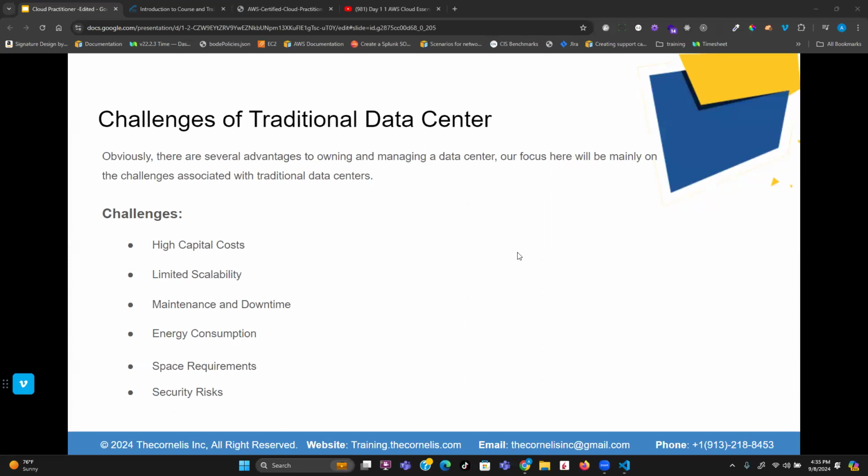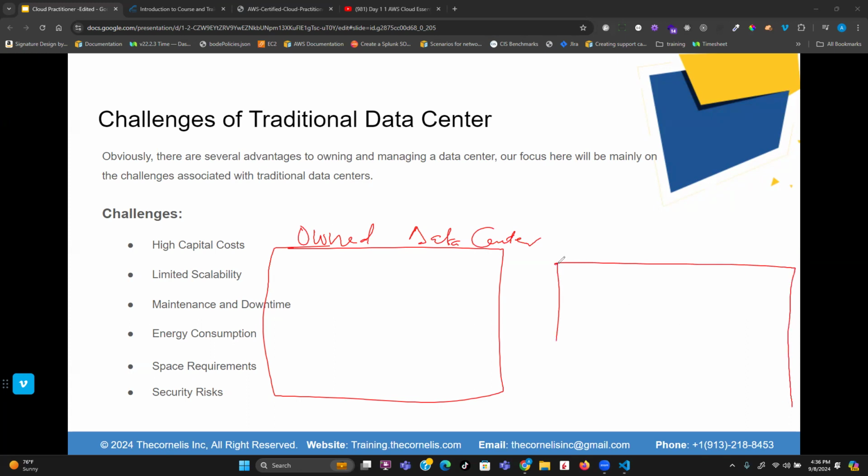And what is the alternative for the data center? The alternative for the data center is still a data center. But now, instead of them owning the data center, which is called an owned data center, they want to switch to a data center that is being owned by another person. So how is it going to work? Well, let me explain this to you.